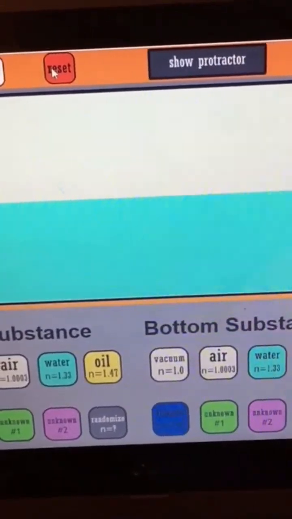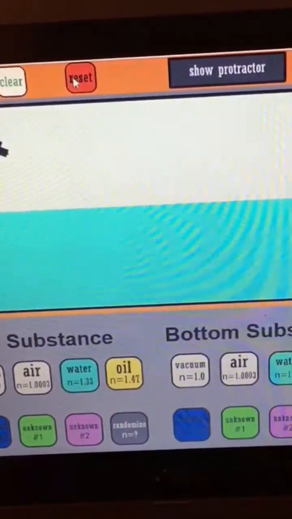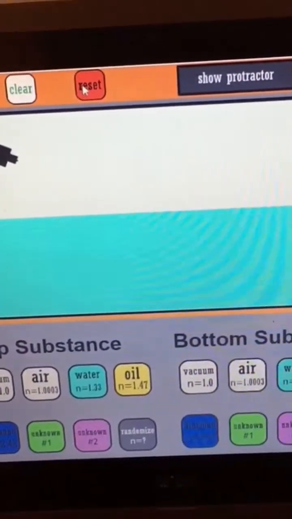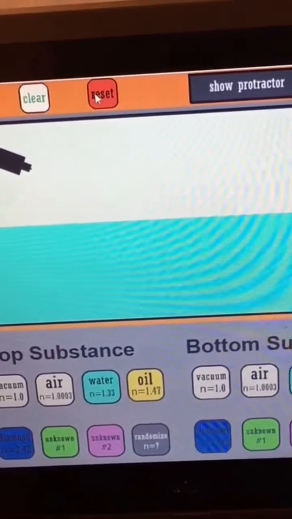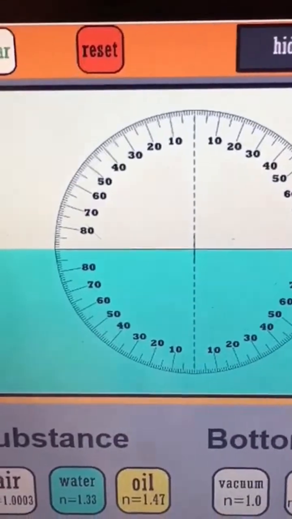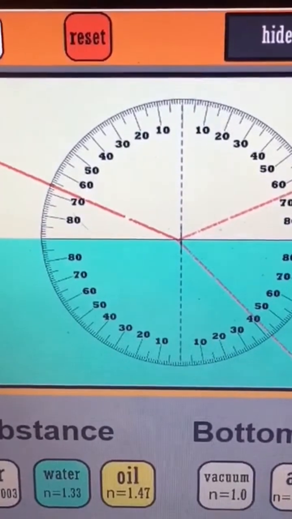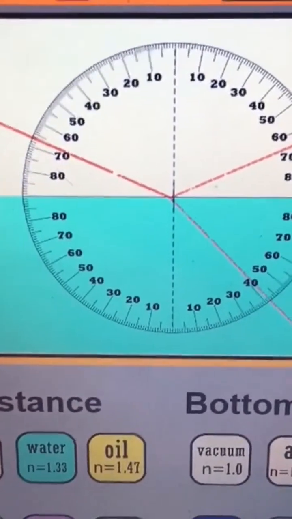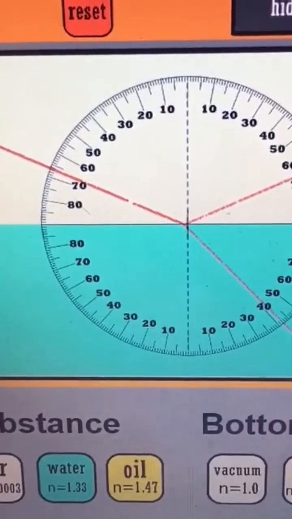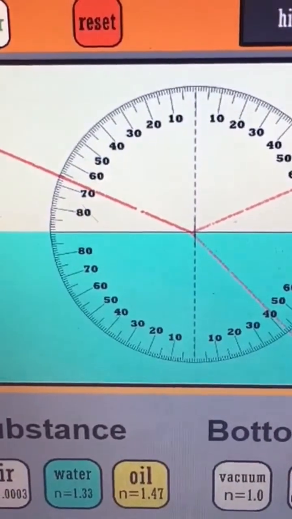Our medium 1 is air, and the index of refraction equals 1.0003, and our medium 2 is water, and the index of refraction equals 1.33. To start off our experiment, we will hit go, and we will watch our light reflect. As you can see, we have 65 degrees for angle of incidence, 65 degrees of angle of reflection, and 43 degrees for angle of refraction.